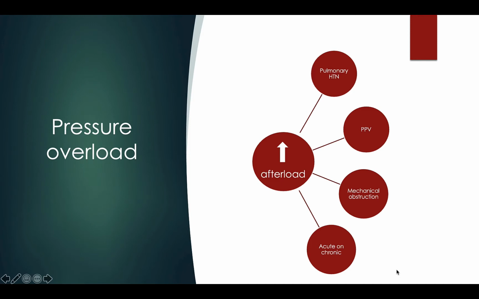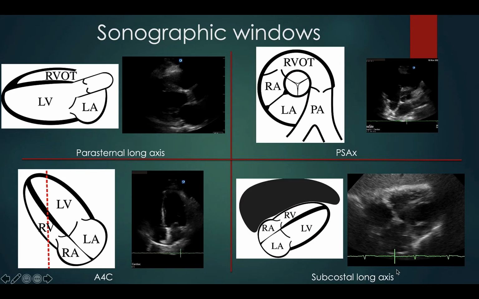Our focus today is on the signs we can look for on echo to assess the function of the right ventricle. So let's talk about some of the windows we can use to assess the RV. These will likely already be familiar to you. We can use the parasternal long axis, which, although very LV focused, also gives us a view of the right ventricular outflow tract in the near field and can give us clues about RV size and free wall function.